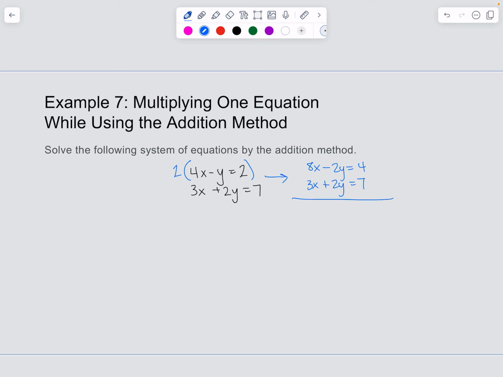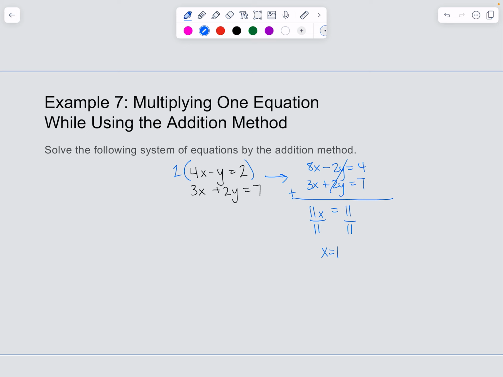Now, I have plus 2 and minus 2, so I can add these equations, and those will eliminate. 8 plus 3 and 7 plus 4. I divide, and I get x equals 1. Okay, again, we're still not done. We got to plug it back in and find out what y is.